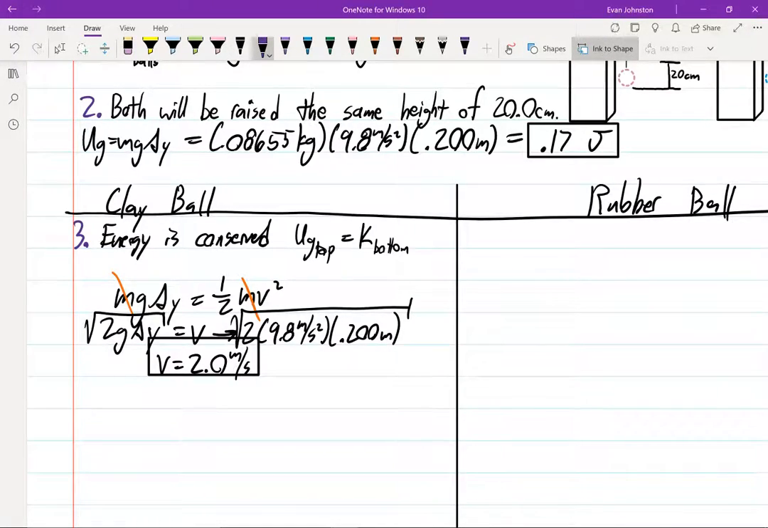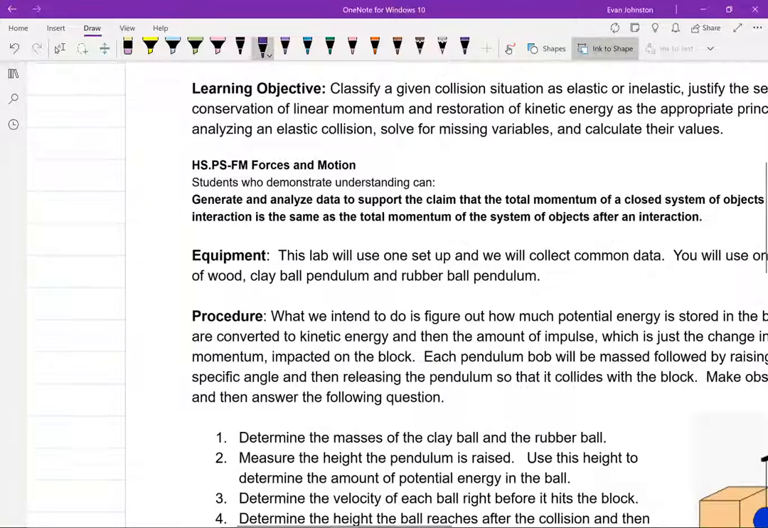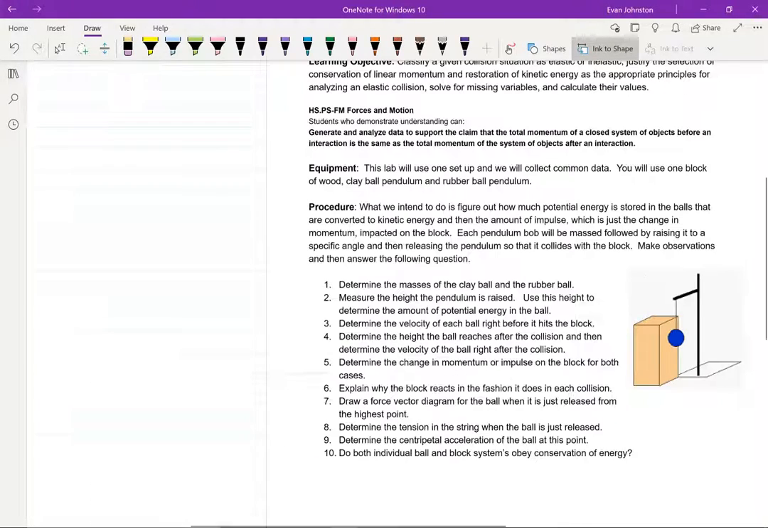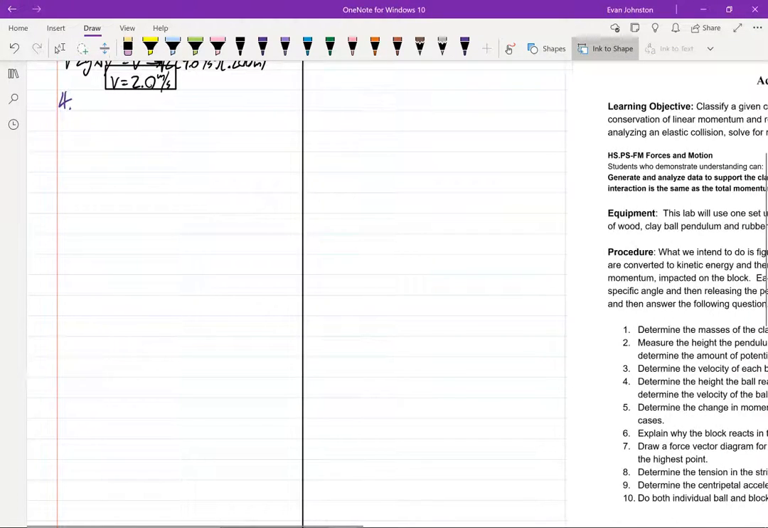Excellent. So now let's look at 4. 4 says, determine the height the ball reaches after the collision, and then find the velocity of the ball right after the collision. So I'm seeing a height and I'm seeing velocity. That makes me think potential energy and kinetic energy. So we're going to probably end up setting some energies equal again here.